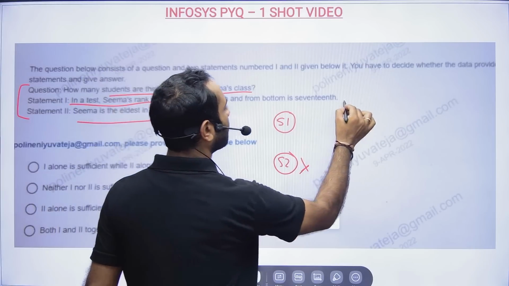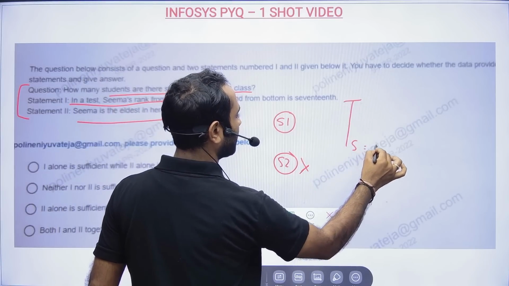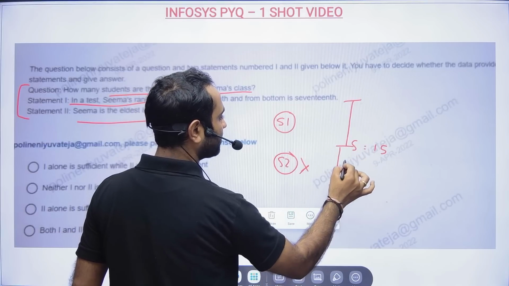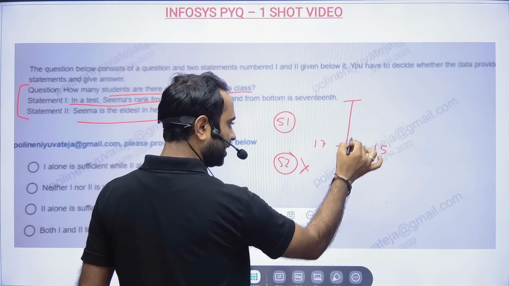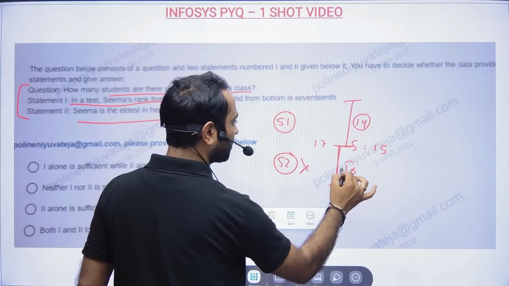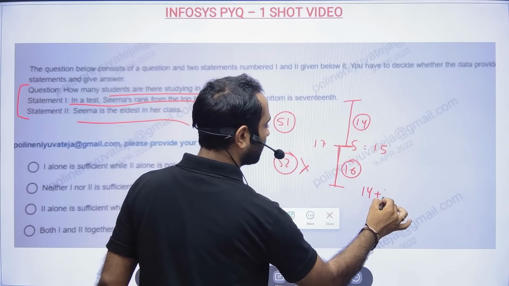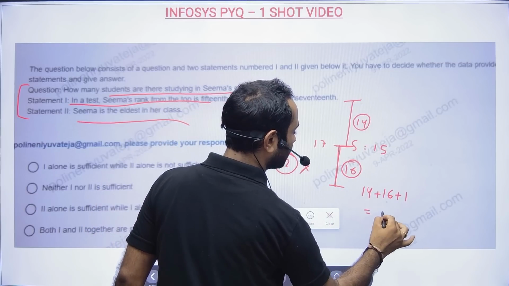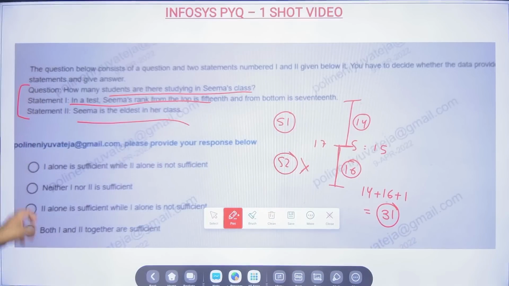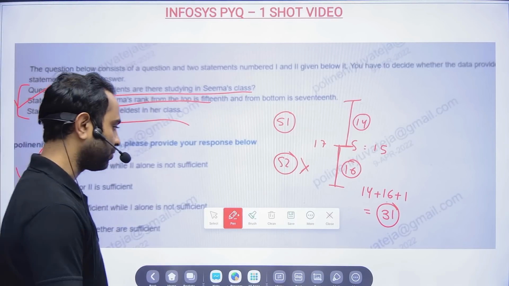Okay, now in a test, SEMA is ranked from the top. SEMA's rank from the top in statement 1 is 15, and from the bottom SEMA is 17th. That means before SEMA there are 14 people, after SEMA 16 people, and one is SEMA herself. So it is very clear that there are 31 people in the class, and only statement 1 is sufficient, whereas statement 2 is not sufficient.